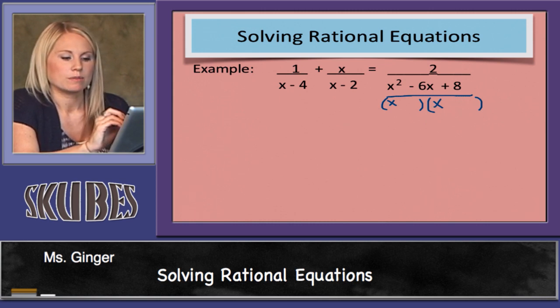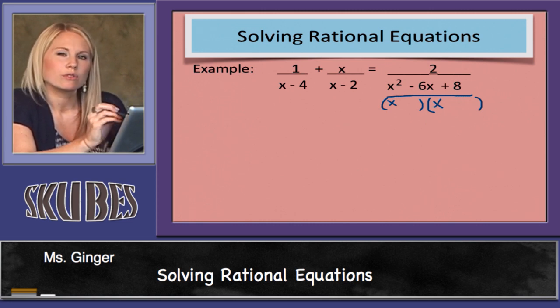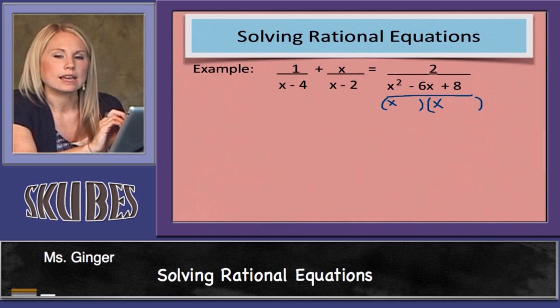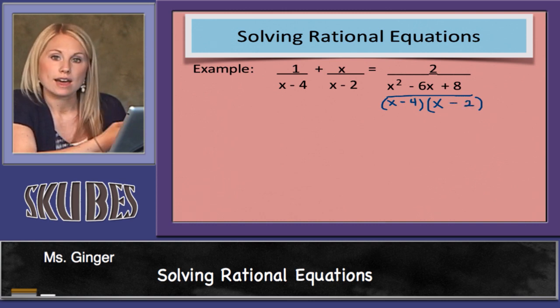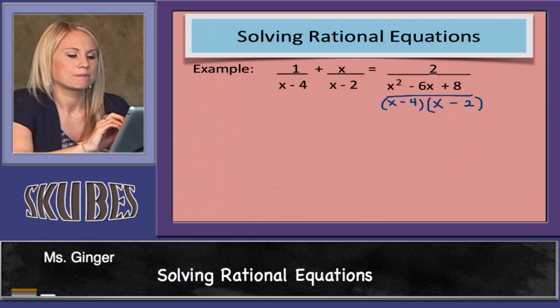I believe it's going to be 4 and 2. We're looking for the two numbers that multiply to give us 8 and add to give us negative 6. So we're going to use 4 and 2, but they're both going to need to be negative for the reason of adding together to become negative 6.